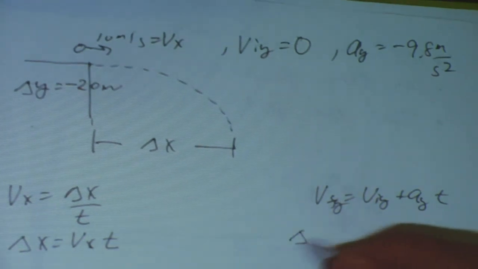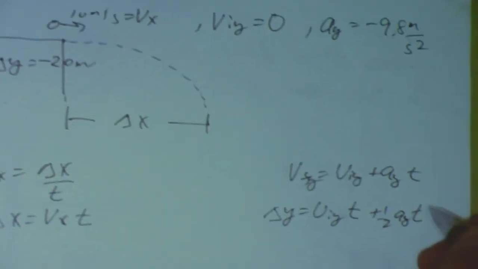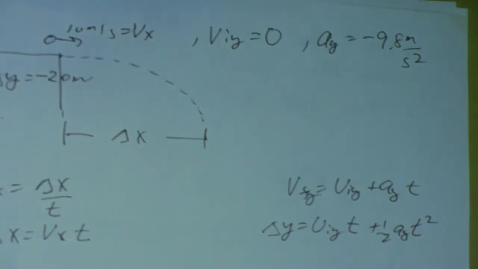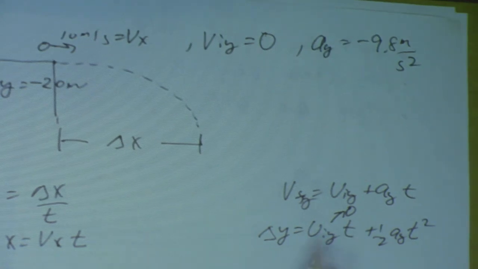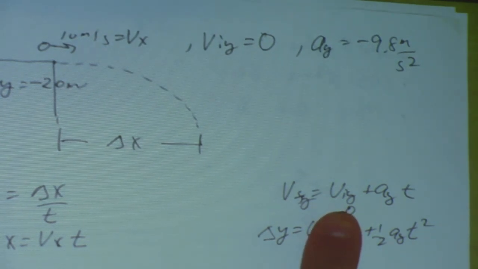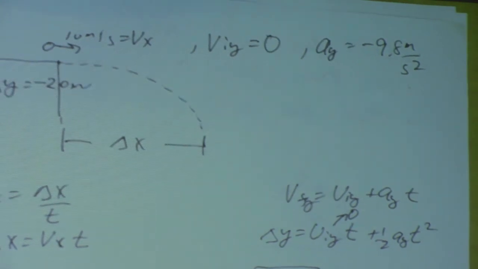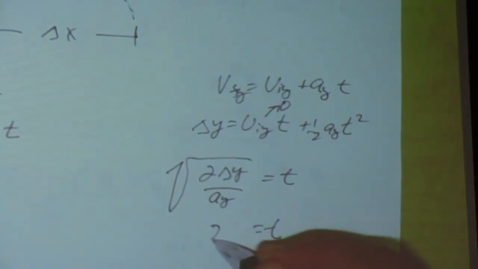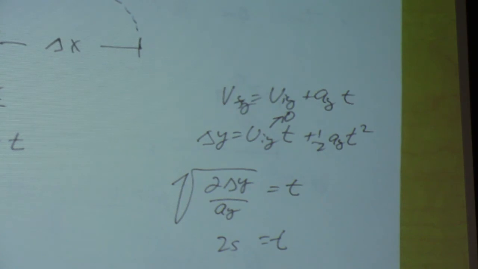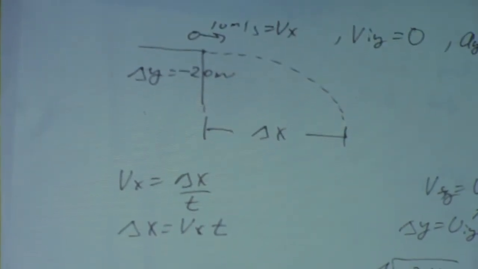You can use this, though. That's the other kinematics equation that involves time. Initial velocity in the y is 0, so this term is 0. Multiply both sides by 2. Divide by acceleration in the y. Take the square root to get t. If you put all this information in, the time turns out to be about 2 seconds or so. And then 2 seconds times 10 meters per second, you get 20 meters. That's how far over you go.